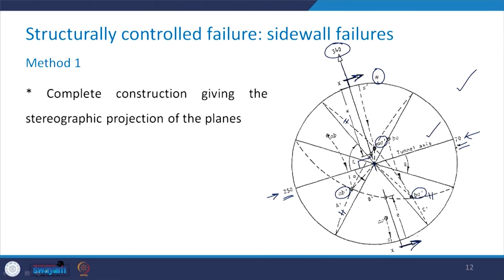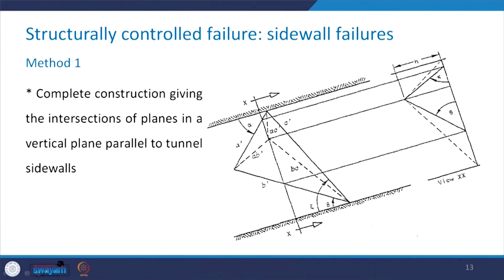Basic philosophy remains the same, that is how the construction is being done, that remains the same. There is only the difference on which plane we are projecting these in order to get the true shape of the wedge, its size and its volume. See the complete construction giving the intersection of the planes in the vertical plane parallel to the tunnel side wall.